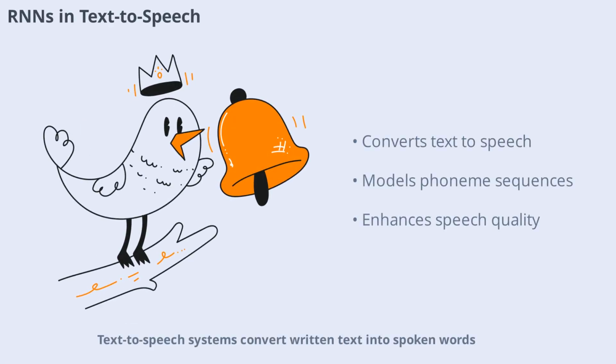Text-to-speech systems convert written text into spoken words, and RNNs play a key role in making the speech sound natural. By modeling the sequence of phonemes and prosody, RNNs help generate smooth and expressive speech, improving the quality of virtual assistants and accessibility tools.